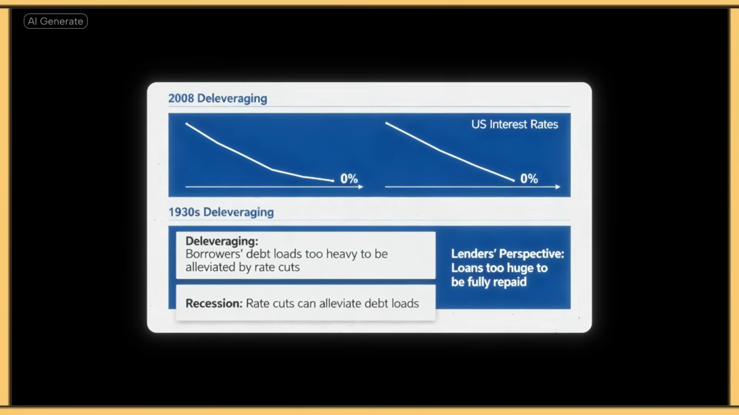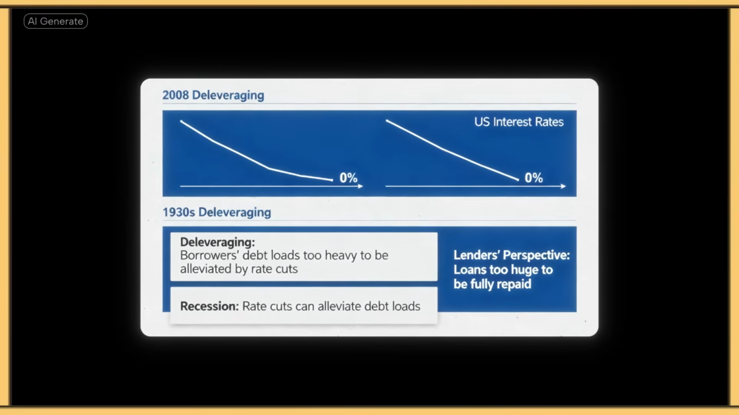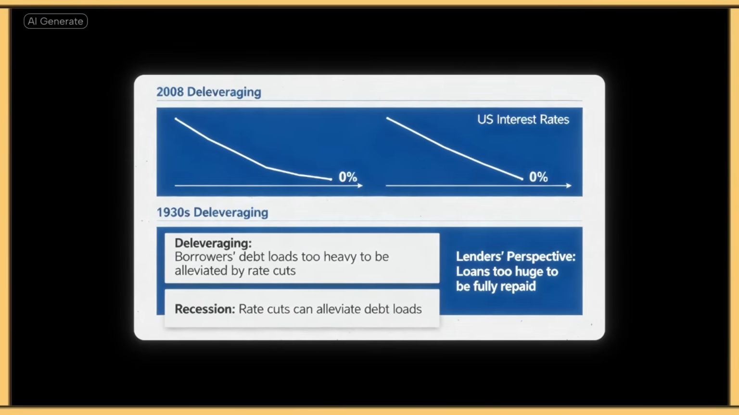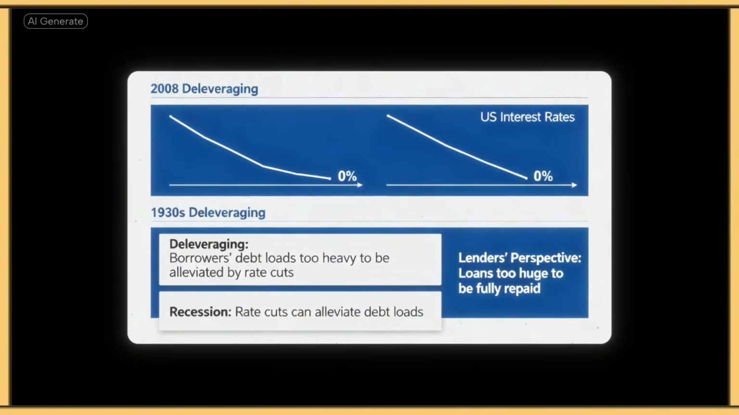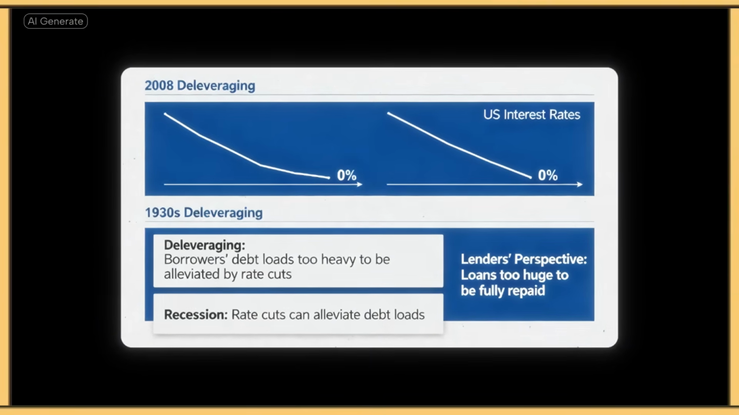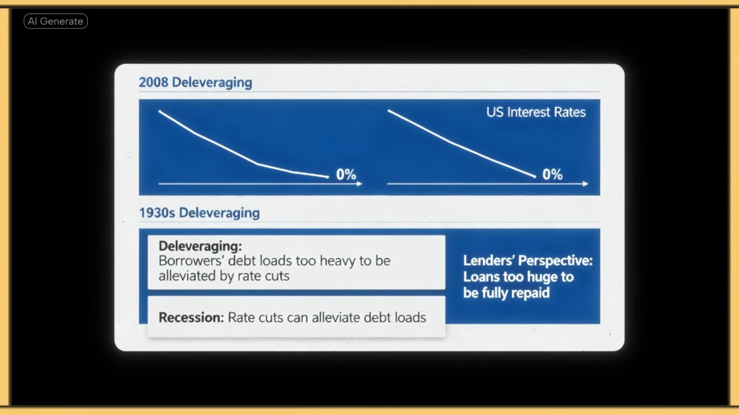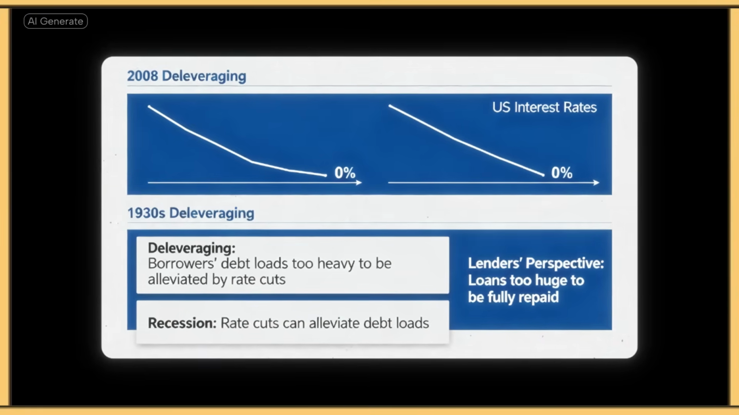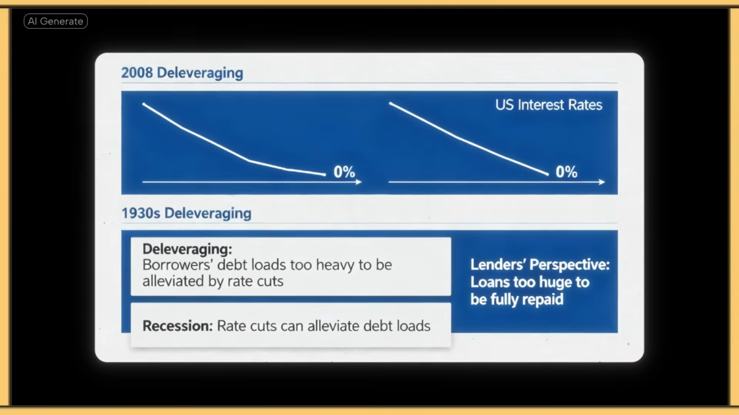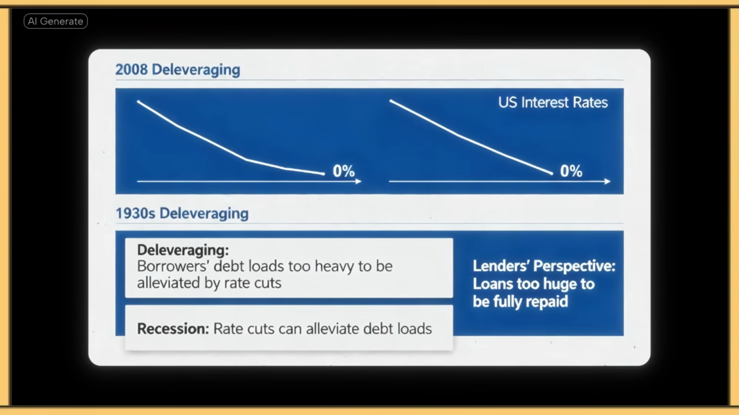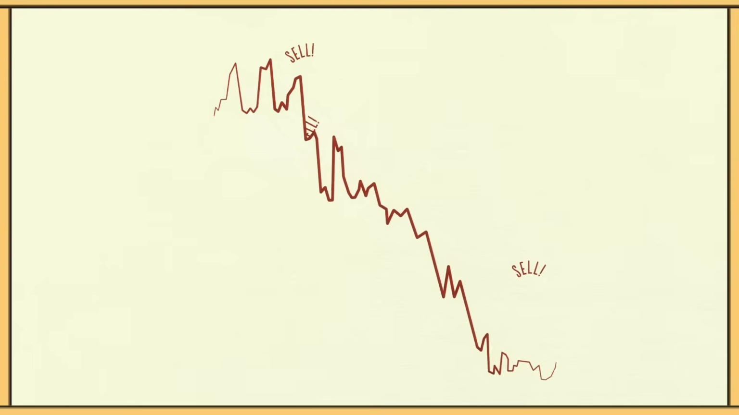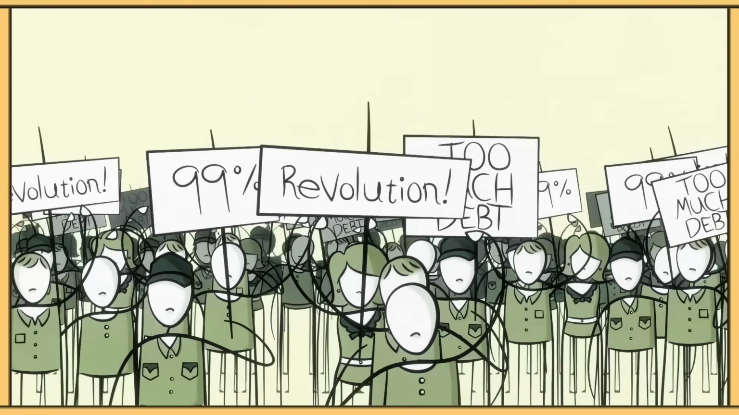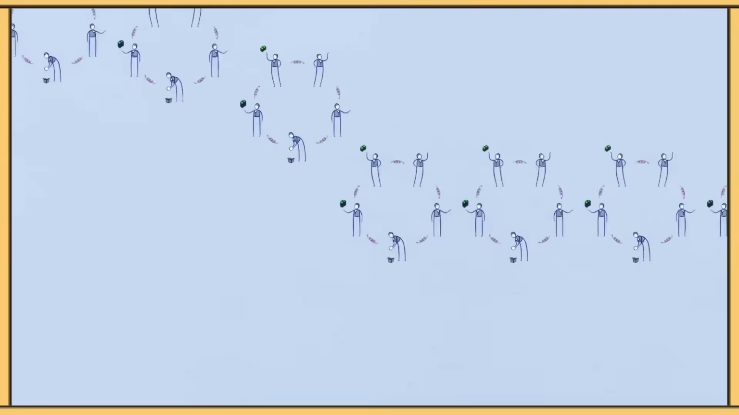The distinction between a deleveraging situation and a recession is that in a deleveraging situation, borrowers' debt loads have simply become too heavy to be alleviated by decreasing interest rates. Lenders recognize that loans have grown too huge to ever be fully repaid. Every deleveraging in contemporary history has taken place in one of these four methods.